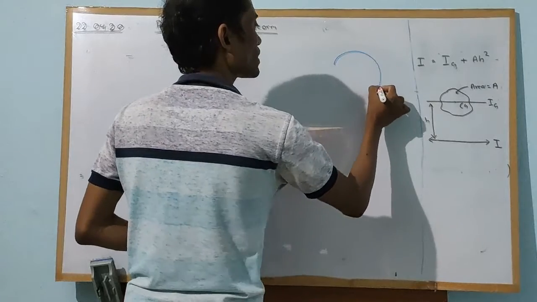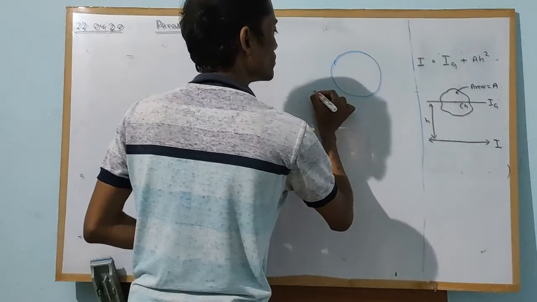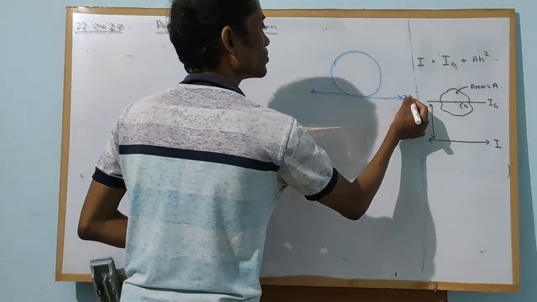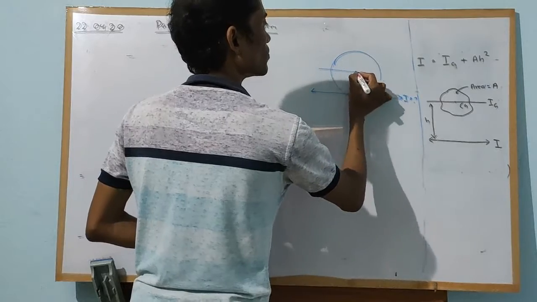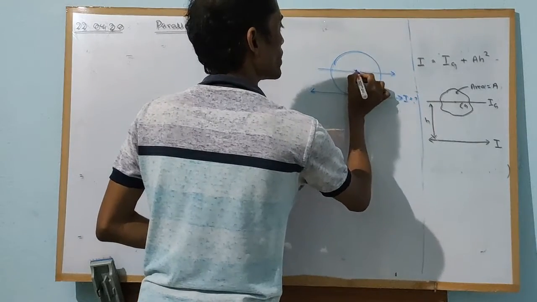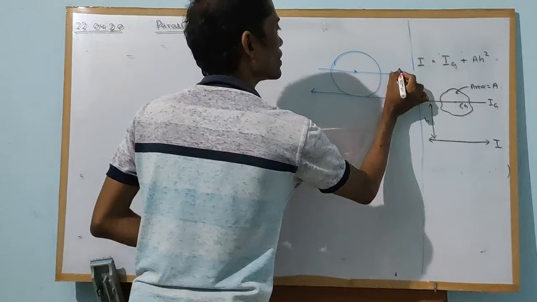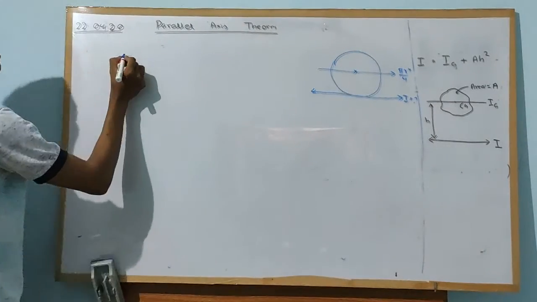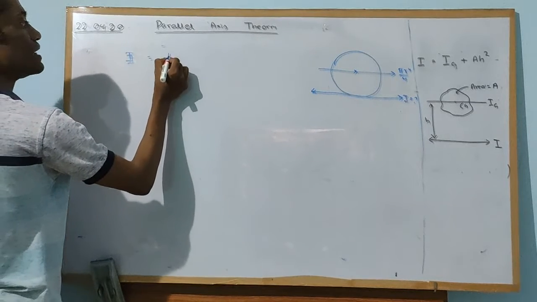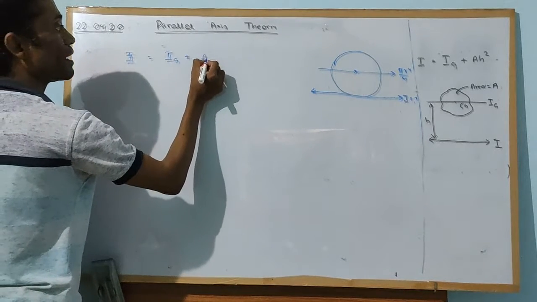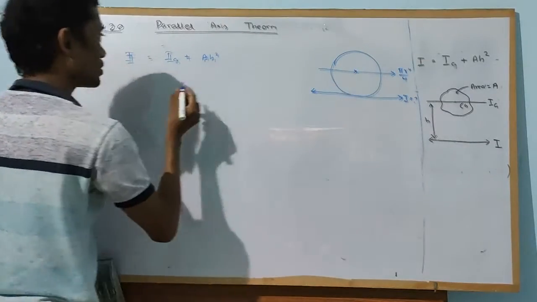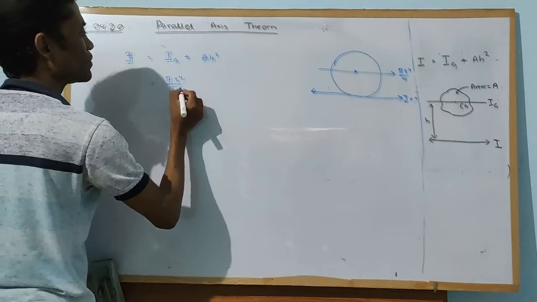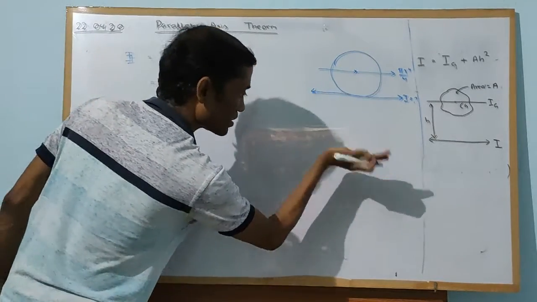Moment of inertia of a circle about its bottom. About this one, I, how much? Now this is the centroidal axis, and this moment of inertia we know, that is pi r4 by 4. Now by using the parallel axis theorem, I is equal to Ig plus A h square. Ig is pi r4 by 4, that formula we remember.